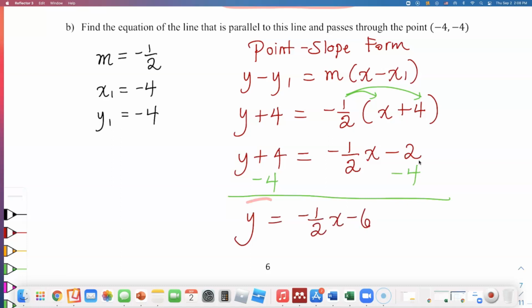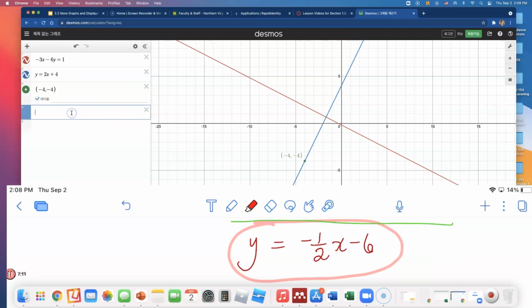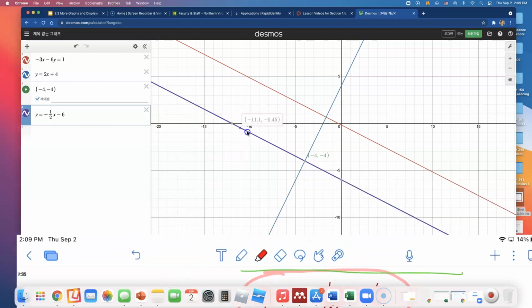So what I'm now going to do is I'm going to go ahead and graph this, okay? I'm going to see if this line passes through this point -4, -4, and if it is parallel to my original line, okay? So over here, I don't think I'm going to delete the previous one. They all look good. I'll do y equals -1/2 x minus 6. So this is the answer that I just got. Oh, how perfect this is. Do you see this purple line that is parallel to the red original line? And it goes through that point -4, -4.